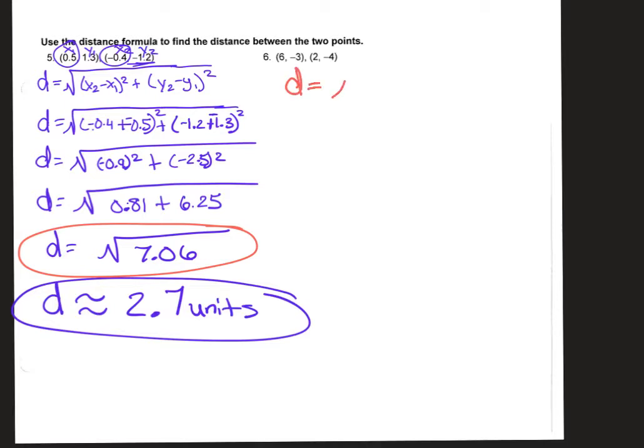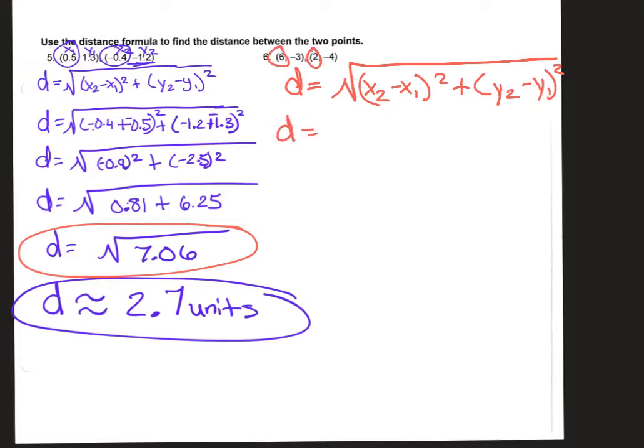Distance equals, again, we're going to have x2 minus x1. We're going to square that. We're going to add it to y2 minus y1, and we're going to square that. Okay, so now, again, we're going to look up at our numbers. We're going to fill them in. Our x values are 6 and 2, right? So we're going to take our second x value, which is 2, and we're going to subtract 6.